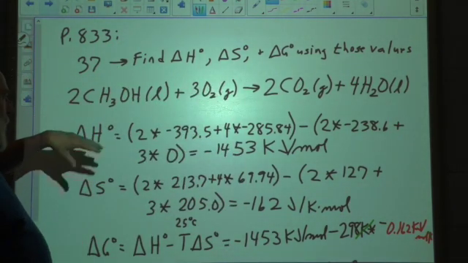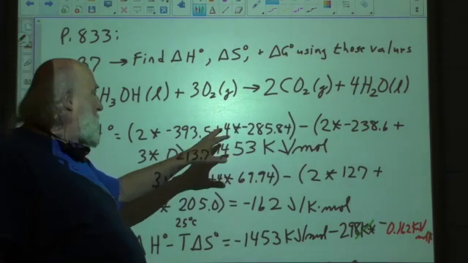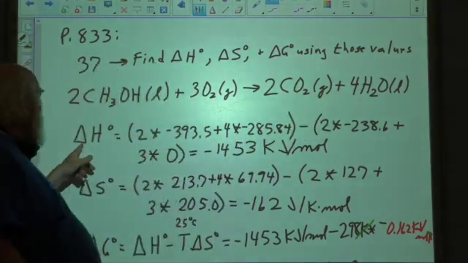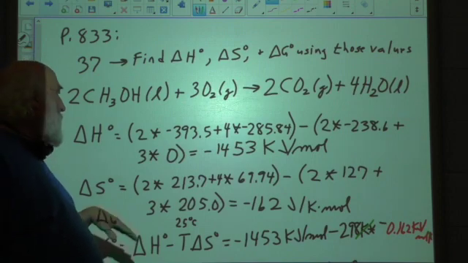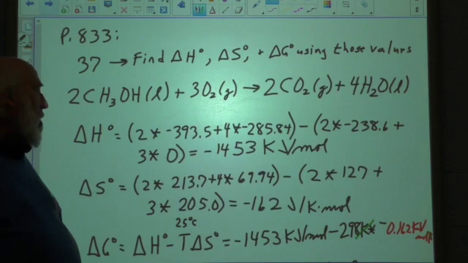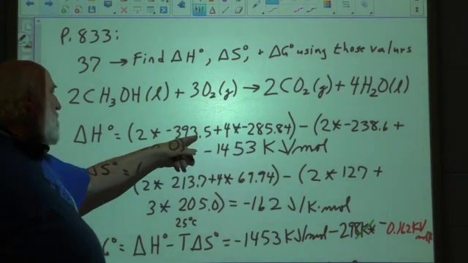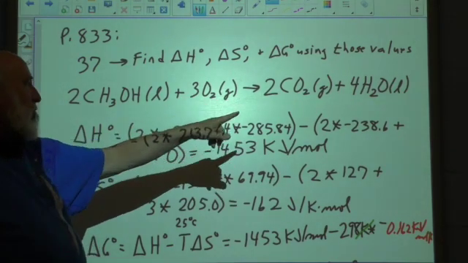Okay, if this is the equation, we're going to do just like what we did with the entropy in the previous lesson. That is by taking the products minus reactants. It's always products minus reactants. So we take the sum of the delta H values, and that gives us negative 393.5 for the carbon dioxide, and we double it, multiply by 4 the water.